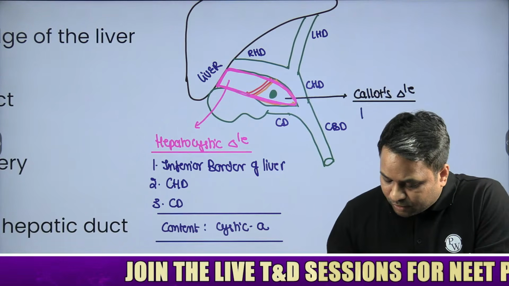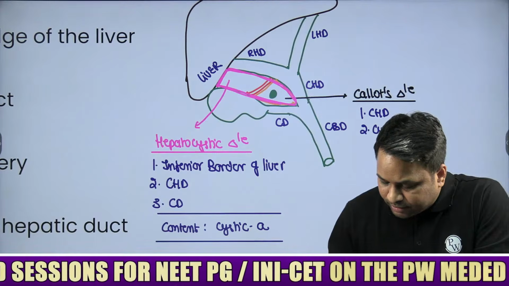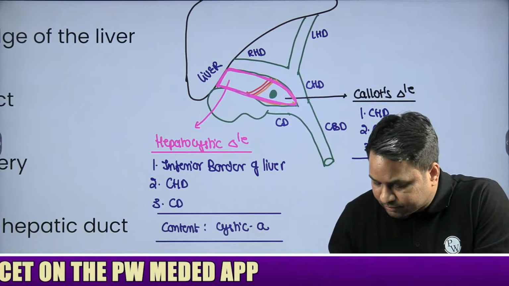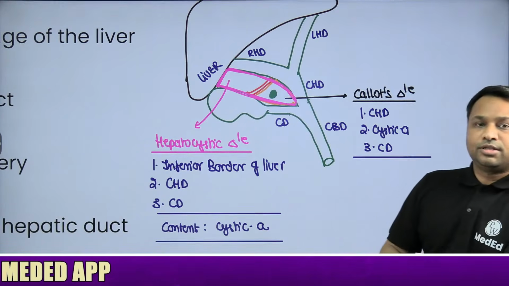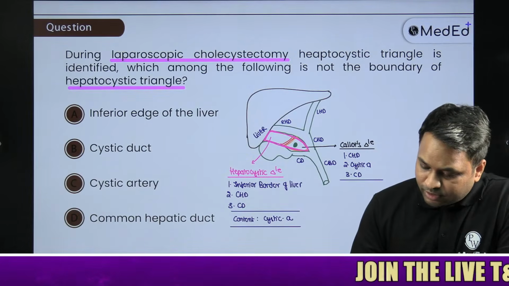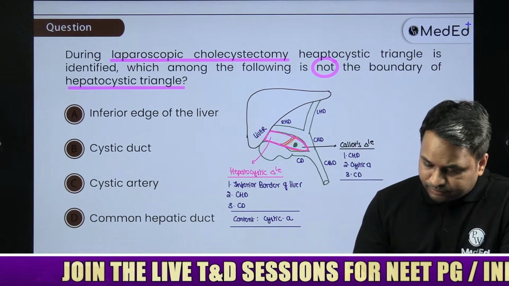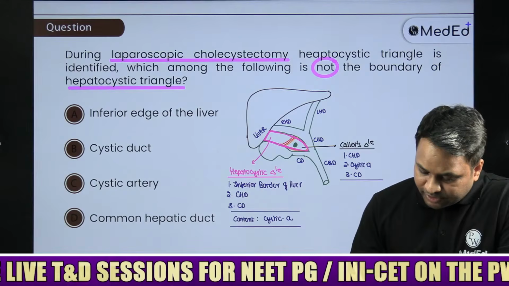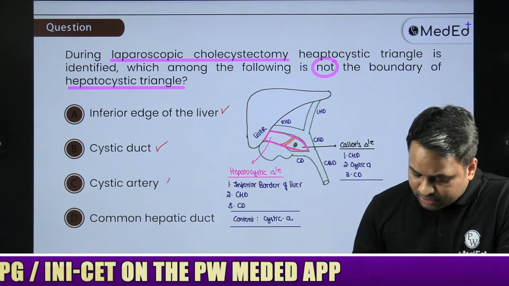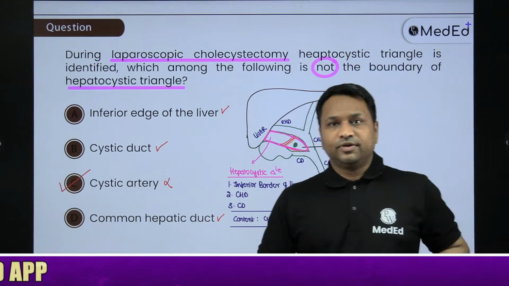Calot triangle is formed by the common hepatic duct, cystic artery, and the cystic duct. These are the boundaries of the Calot triangle, right? Now here they're asking which of the following is not a boundary. Inferior edge of the liver is a boundary, cystic duct is a boundary, cystic artery is not a boundary, common hepatic duct is yes. Answer here is C for Calcutta.